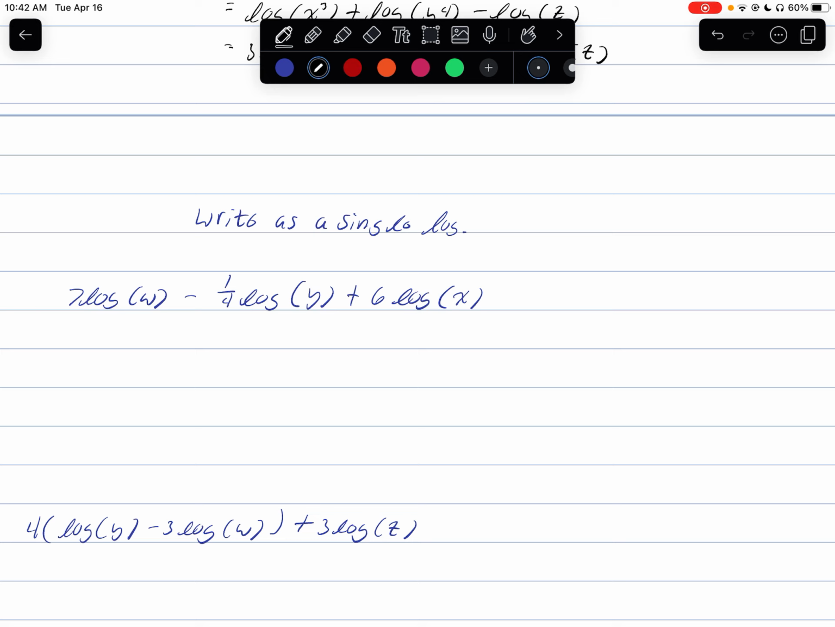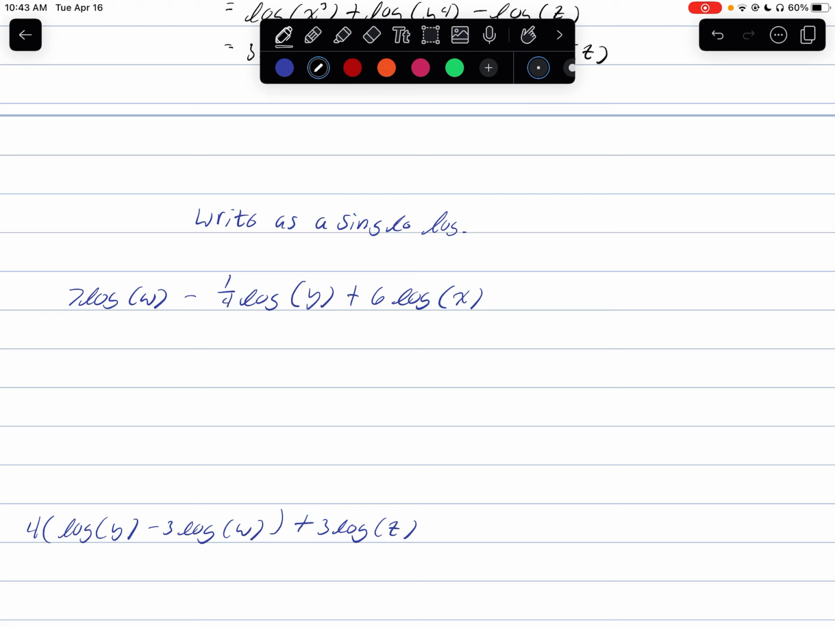So let's say we're given 7 log w minus 1/4 log y plus 6 log x. The first thing I like to do is try to simplify the equation as much as I can. This one's already simplified pretty well. We're going to see an example here in a minute if it's not. But I like to start by simplifying everything, do any distributions, whatever we have to do to make it as simple looking as possible. And then I like to deal with the power rule first, okay?